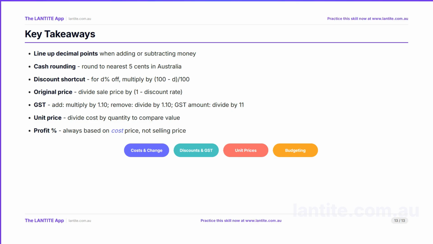For GST, multiply by 1.1 to add it, divide by 1.1 to remove it, or divide by 11 to find just the GST component. Compare unit prices by dividing cost by quantity, and profit percentage is always calculated on the cost price. These skills will serve you well on the LANTITE.